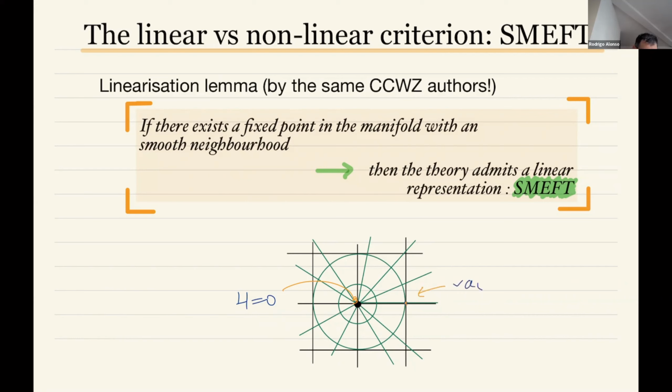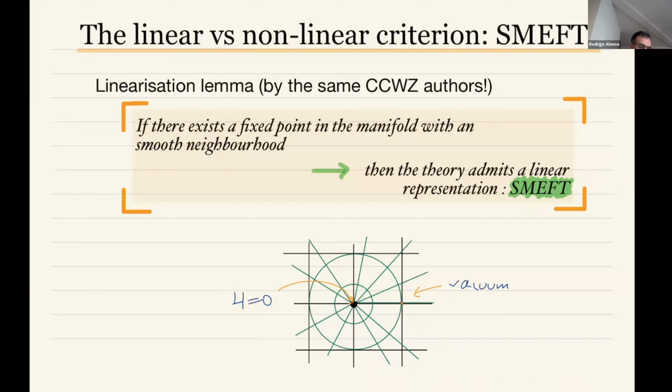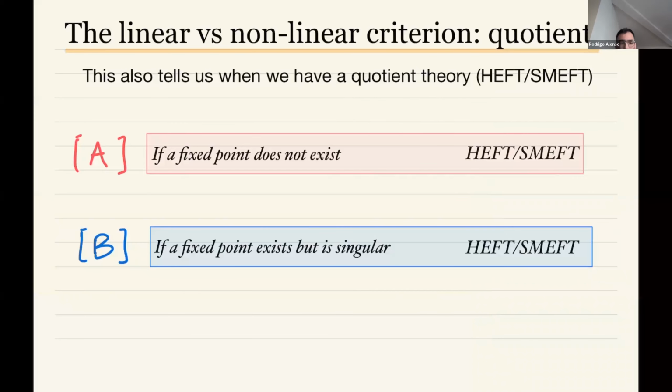So the presence of such a point is very hard to tell from where we sit, because we expand around that space. We can only know a neighborhood around it. But this same lemma also tells us when we're not in SMEFT, just by violating any of those conditions that we impose to obtain SMEFT.